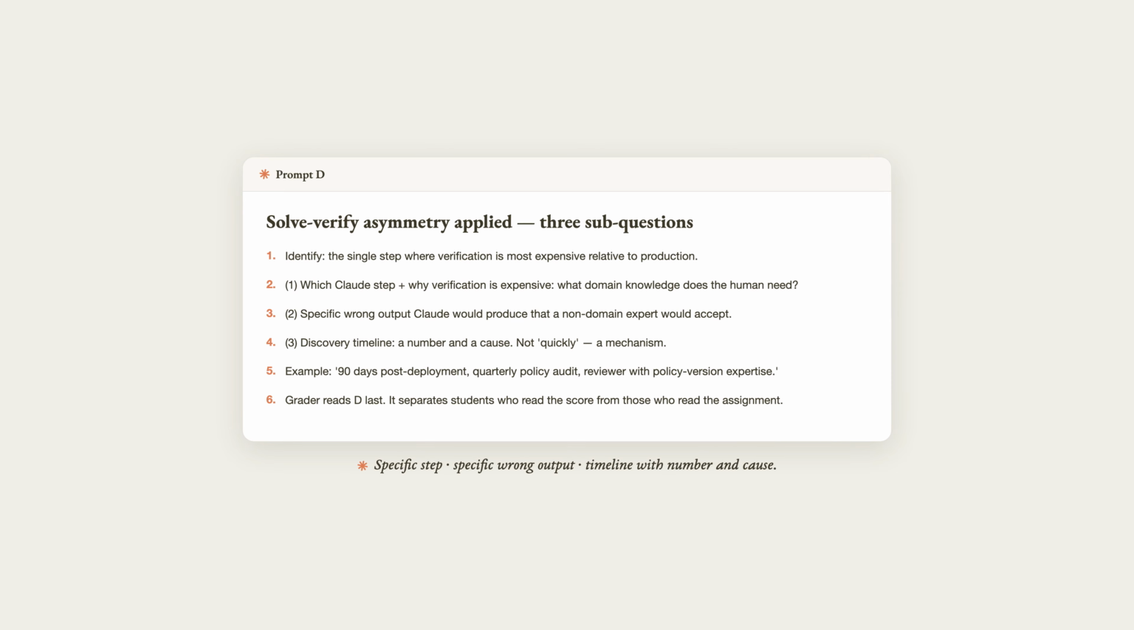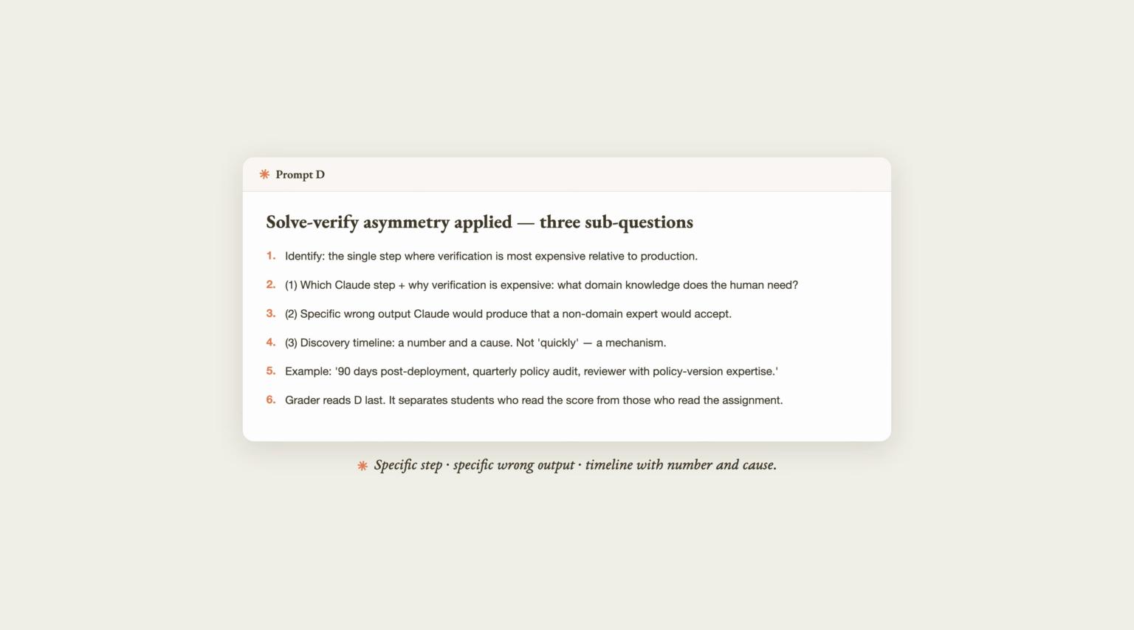A realistic timeline for when the team discovers the mistake in production. The timeline must have a number and a reason, not "the team might not catch it quickly." That sentence contains neither a number nor a cause. An acceptable timeline: the team discovers the error at the quarterly policy audit.